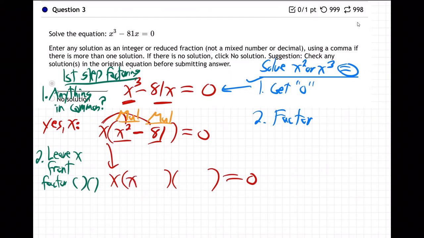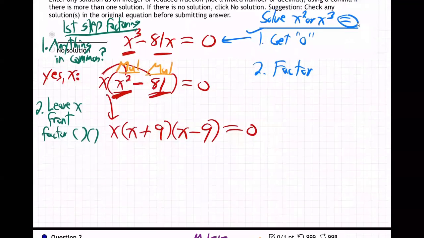So what's it going to be? Well, x times x makes x squared, and 9 times 9 makes 81. How do you make negative 81, though? 1 positive, 1 negative. Positive 9 times negative 9 makes negative 81. So leave the x in the front, factor the 2 parentheses. So now what do we do?